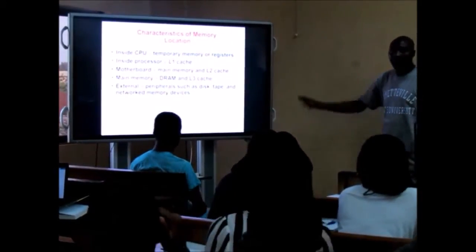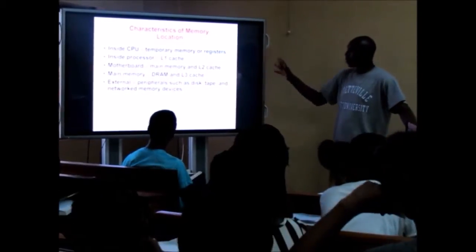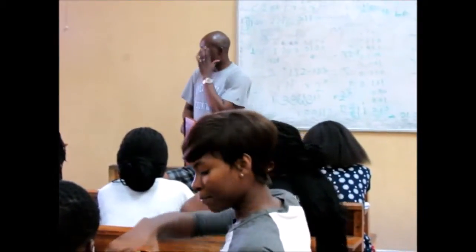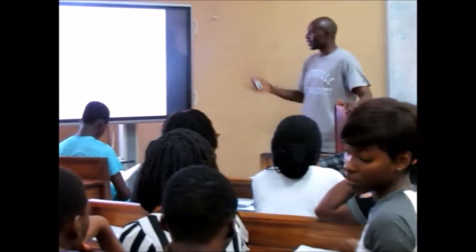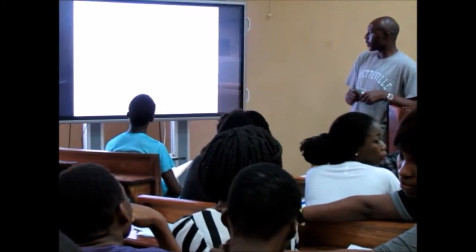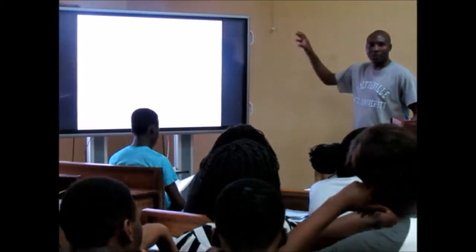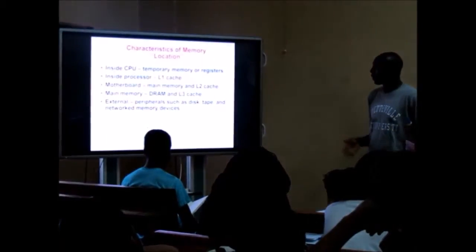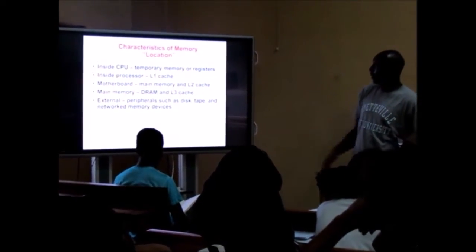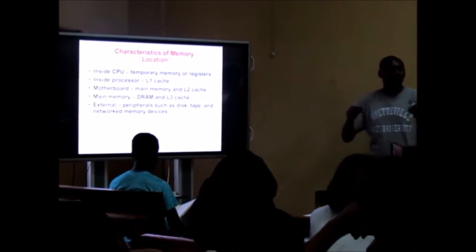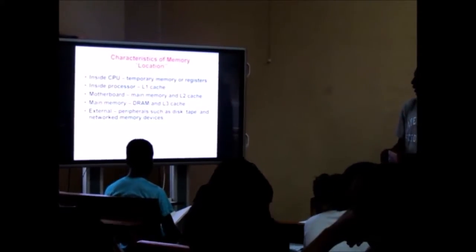Okay, let's do that. What you are seeing here is just a classification of memory based on how close they are to the CPU. So we can talk of registers, cache, main memory, and of course some other external memory. This is based on proximity to the CPU, the location of memory, and that is part of what is considered when we are designing or building the computer system. Next slide.